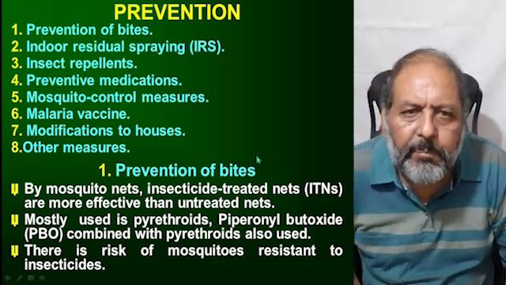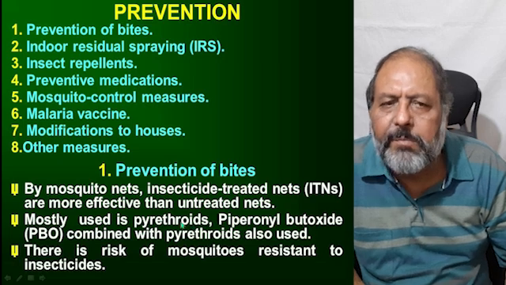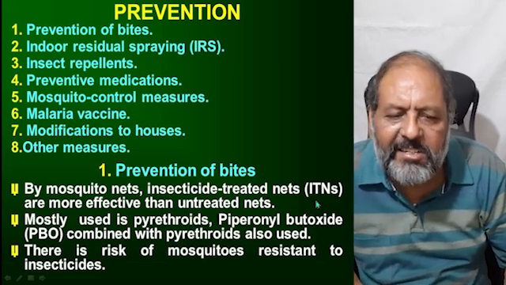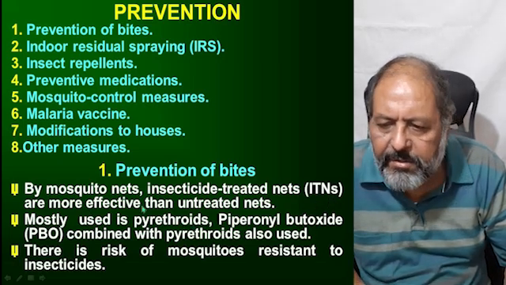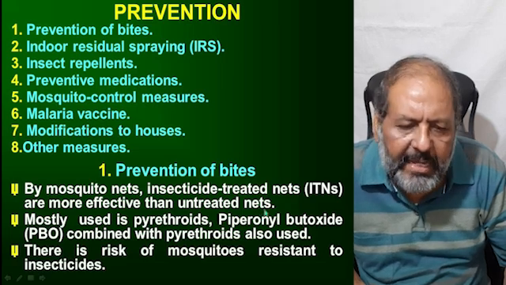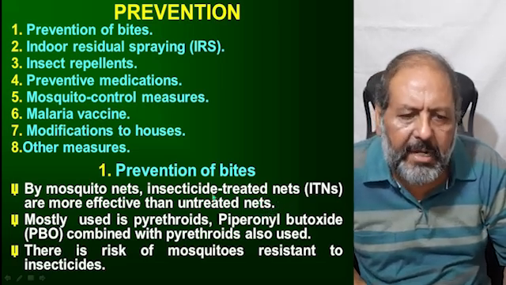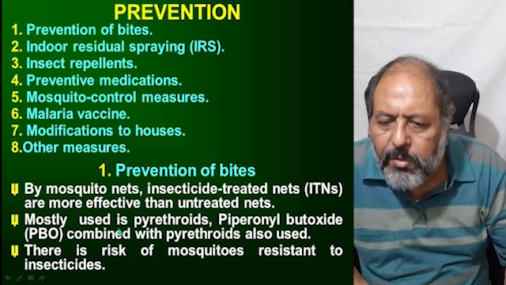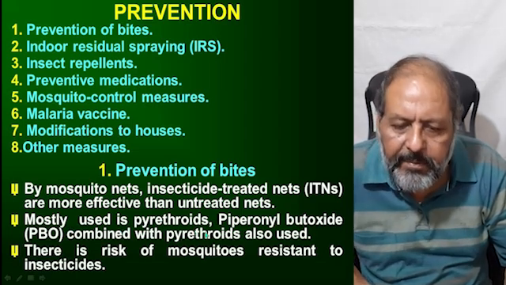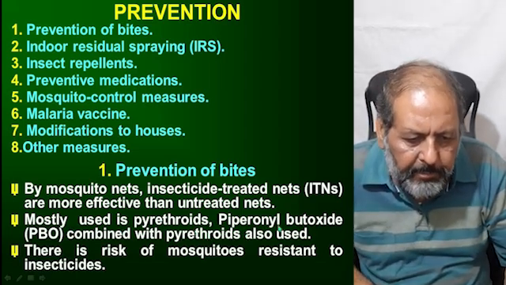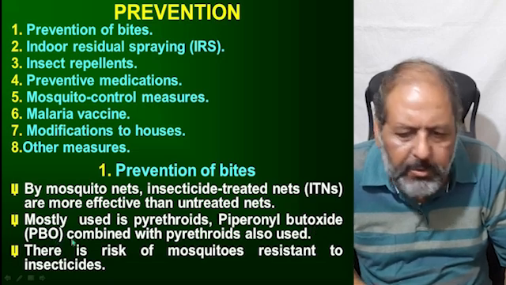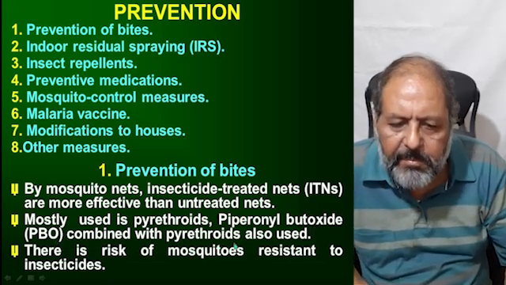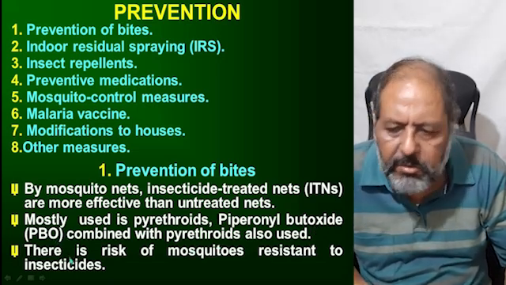Number 1, prevention of bites by mosquito nets. Insecticide treated nets, ITNs, are more effective than untreated nets so that the mosquito will not sit on these nets. Mostly used are pyrethroids; piperonyl butoxide, PBO, combined with pyrethroid is also used.